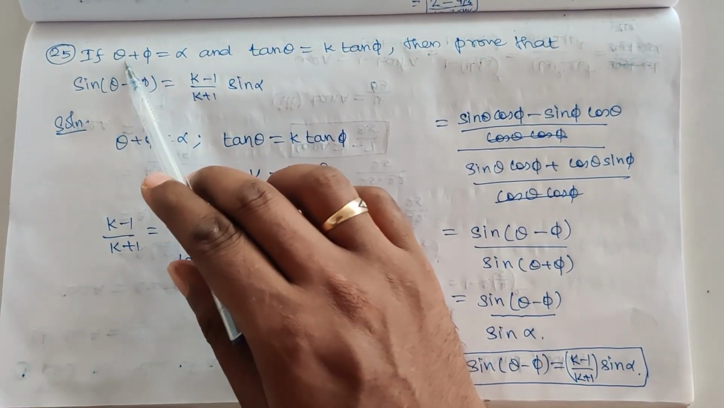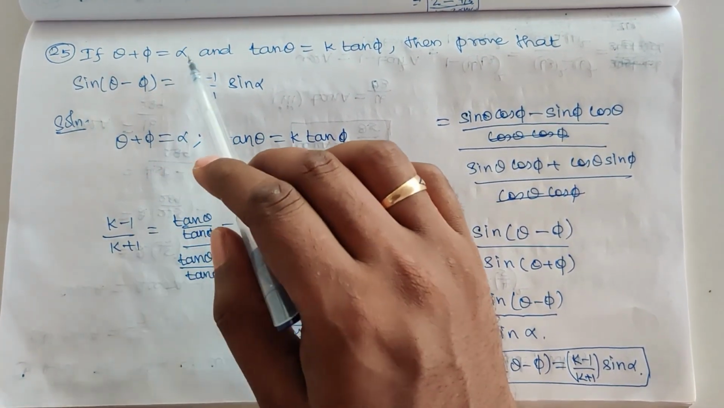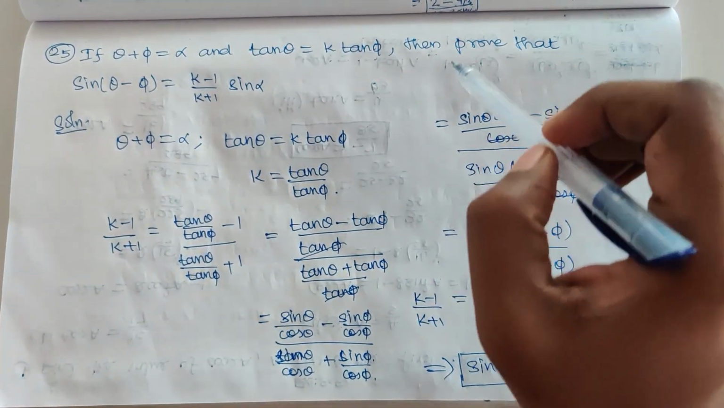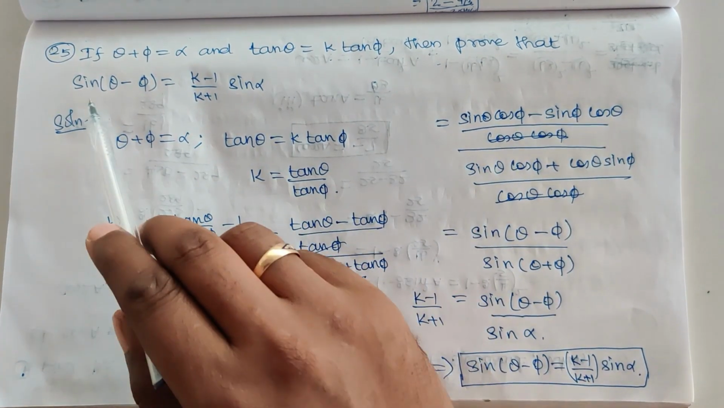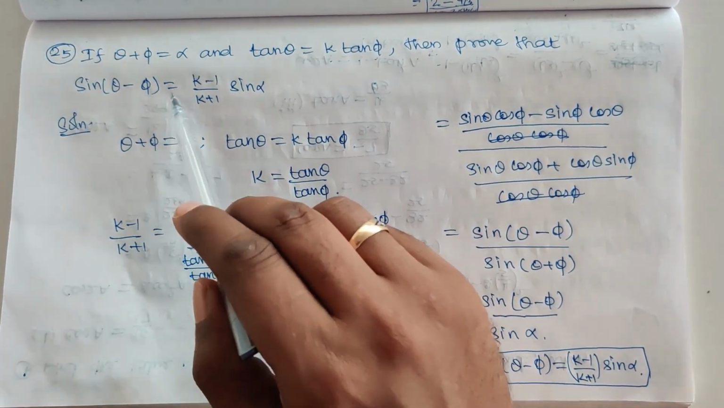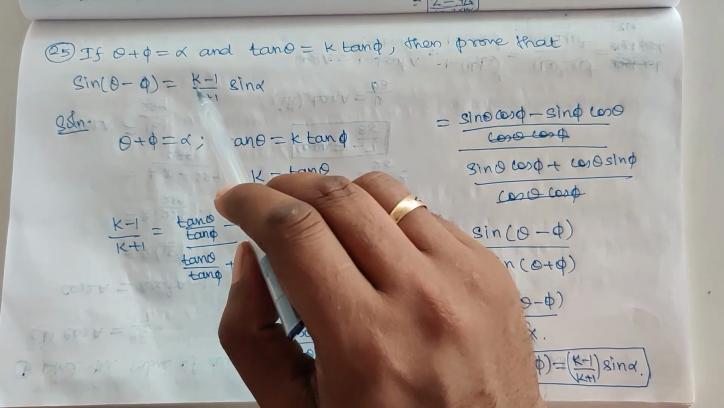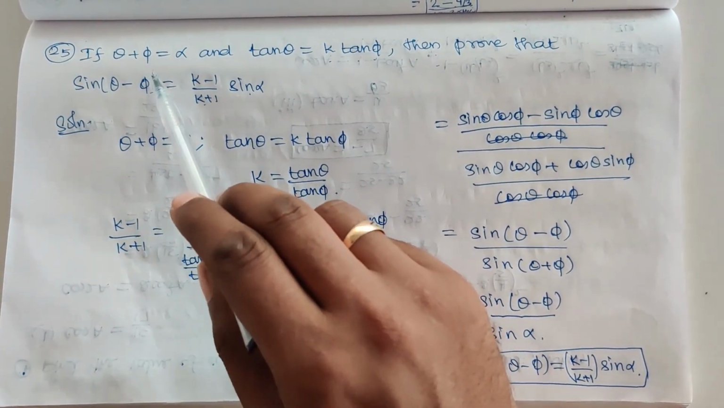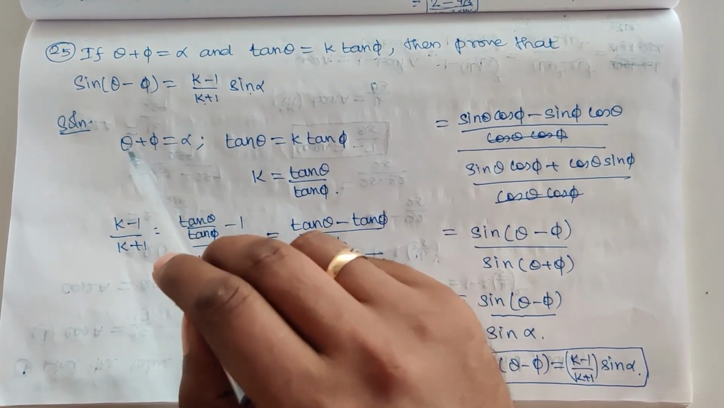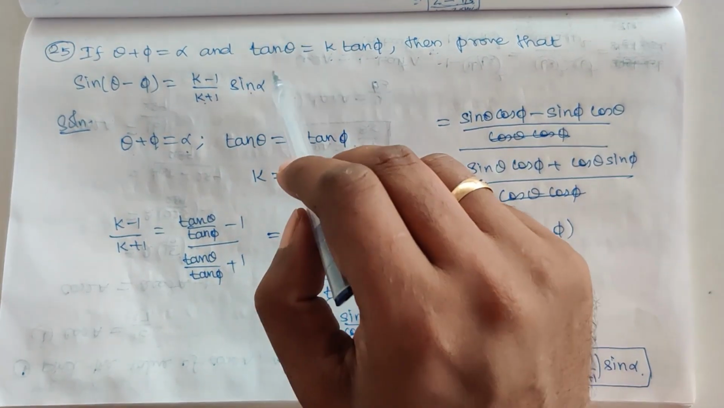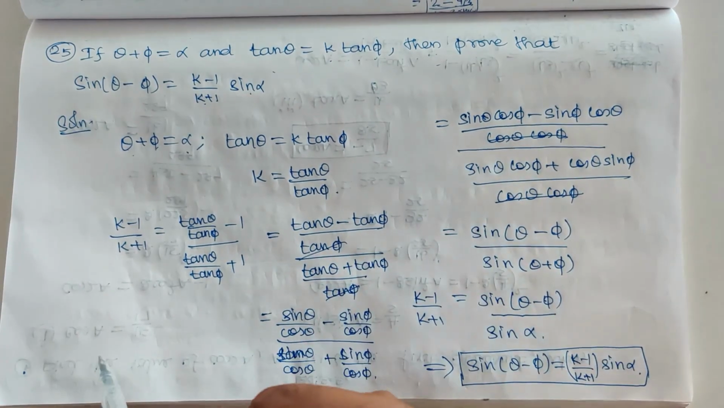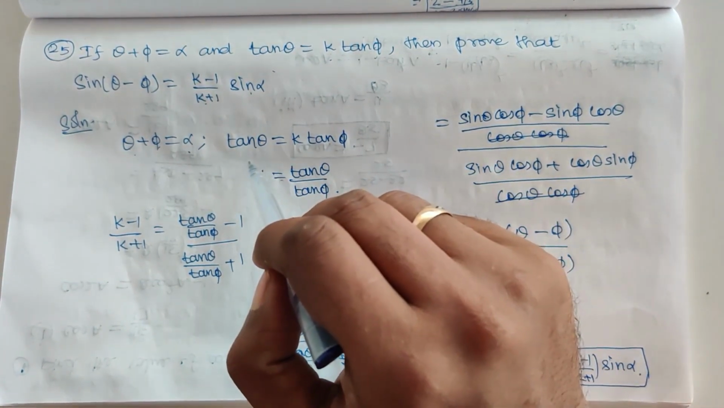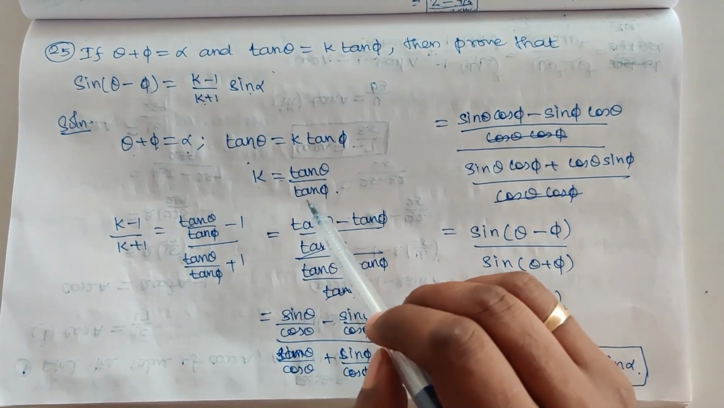If theta plus phi is equal to alpha and tan theta is equal to k tan phi, then prove that sin of theta minus phi is equal to k minus 1 by k plus 1 sin alpha. Given the condition theta plus phi is equal to alpha and tan theta is equal to k tan phi. So now here k is equal to this, tan phi, I am going to take this side. So k is tan theta by tan phi.